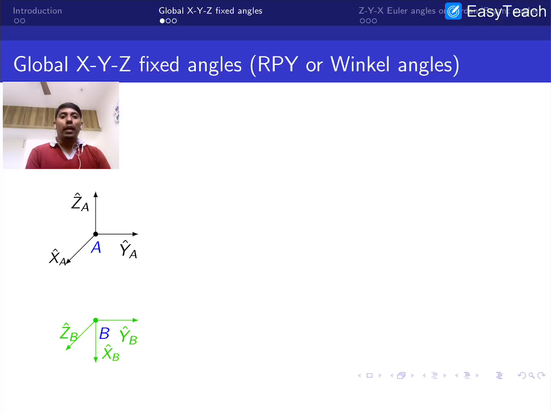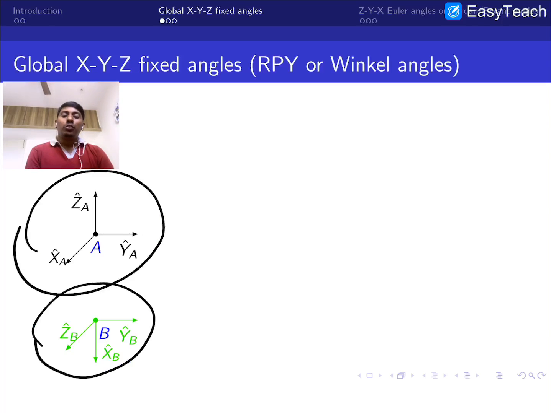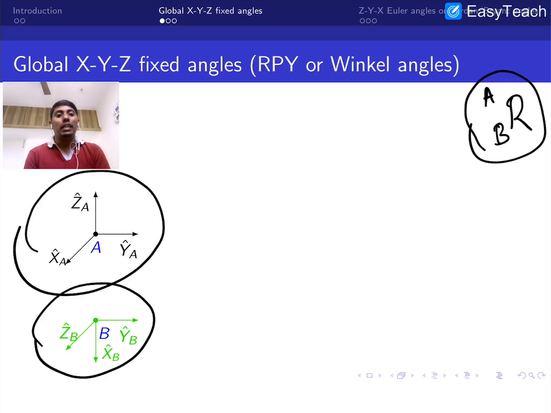Now we'll come back to the global XYZ fixed angle. For that, I'm taking 2 frames, A frame and B frame. You can see that the B frame is our interest. In the sense, what I wanted is the rotation matrix of B with respect to A. But this is not straightforward because it is having a composite rotation or compound rotation.